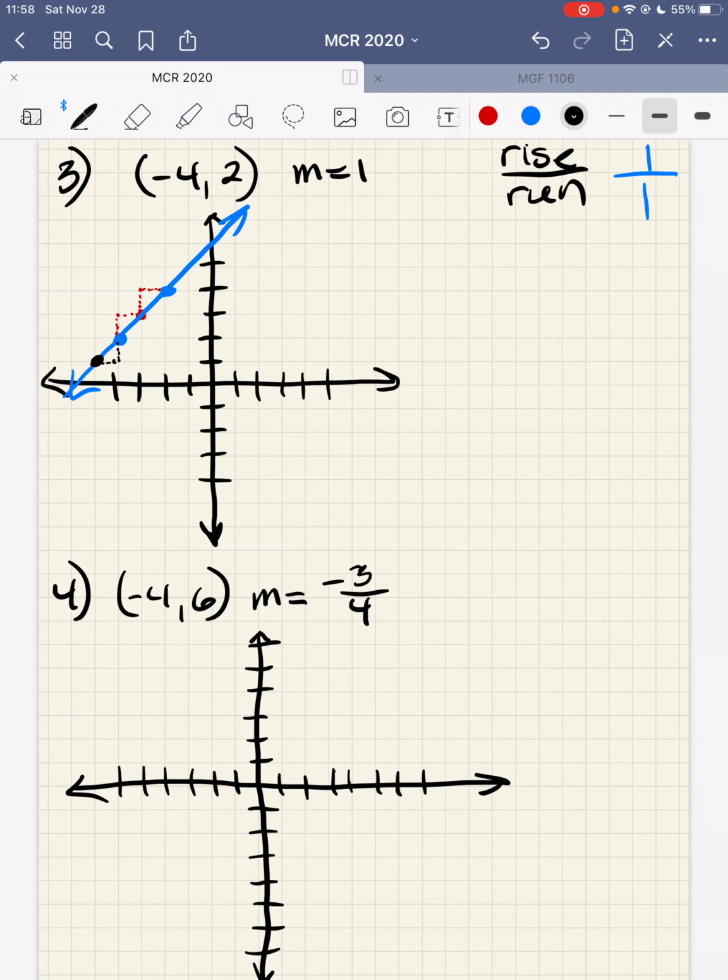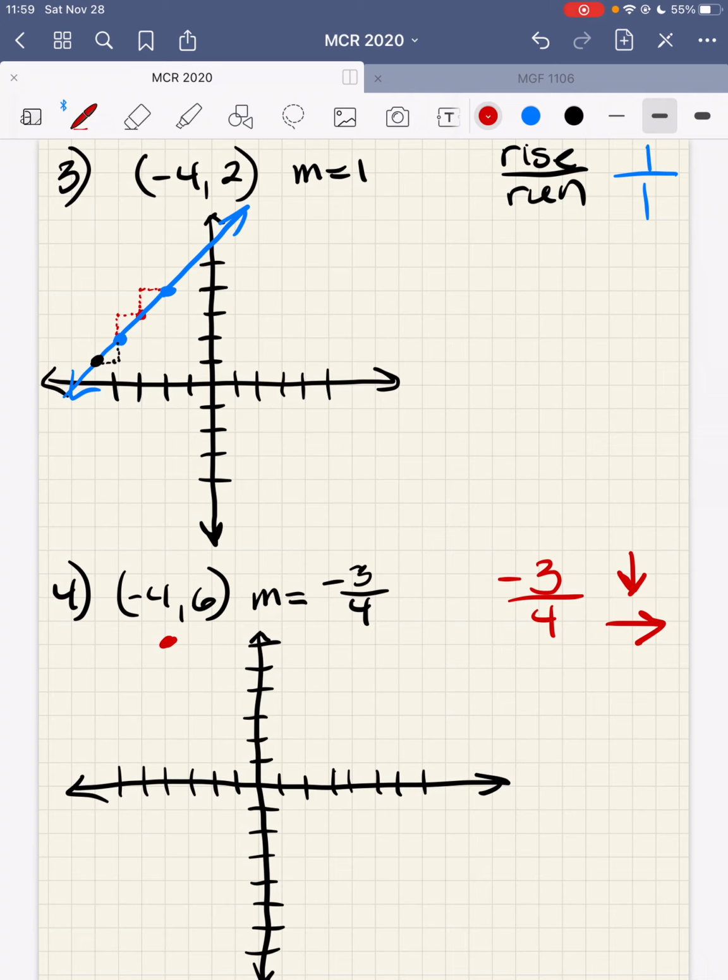Okay. Number 4, the same thing. We're going to go to the left 4 and up 6 and start from there. Now notice I'm kind of at the top of my graph. I have one negative, and you can assign it to the top or assign it to the bottom. In this case, I'm going to assign it to the top because I'm out of graph going up. So this means I'm going to instead go down 3, and then go to the right 4.